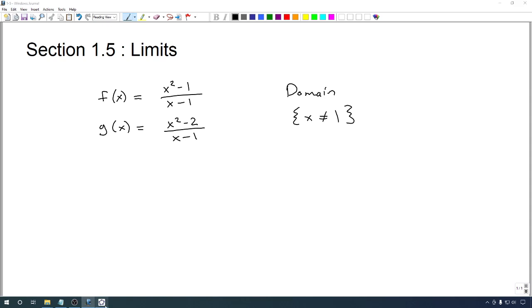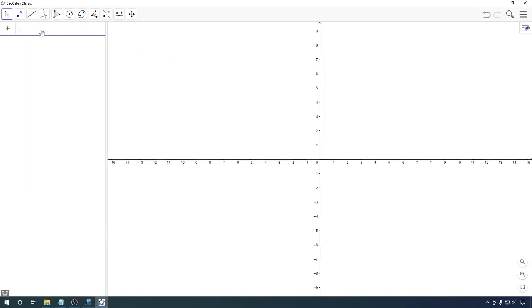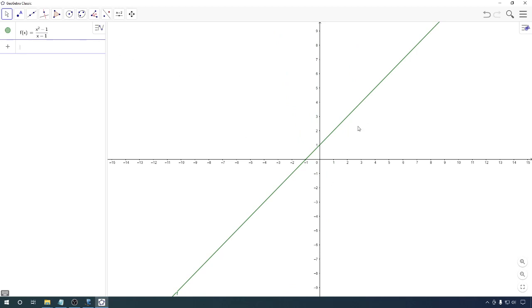If I go ahead and graph those, let's start with f. f of x is x squared minus 1 divided by x minus 1. That actually looks like a line. Whether or not it actually is one, we'd have to check. Notice that it does show something at 1, though technically we have to exclude that because if we try to plug 1 into the formula, things will break.